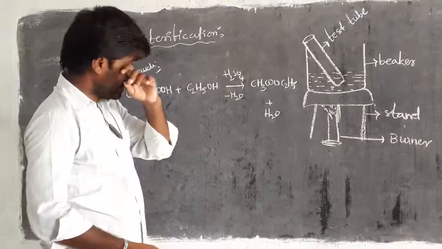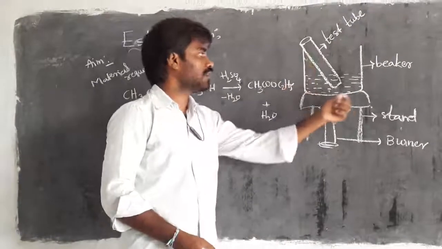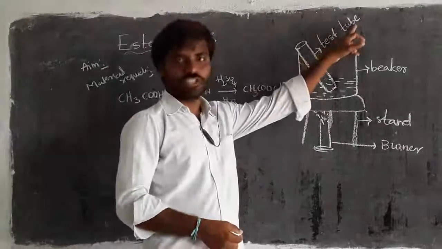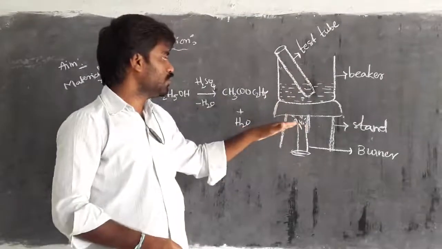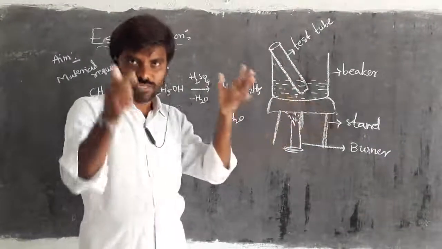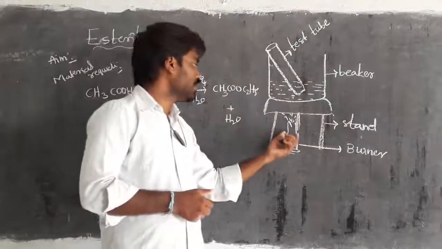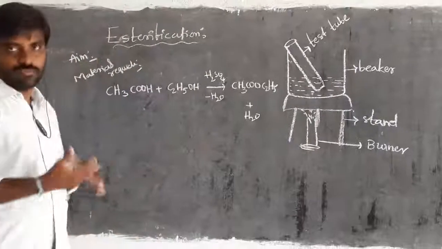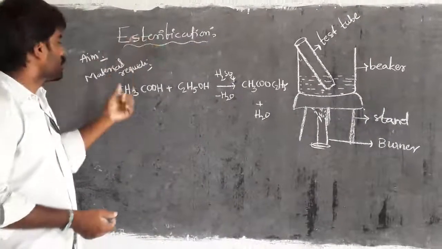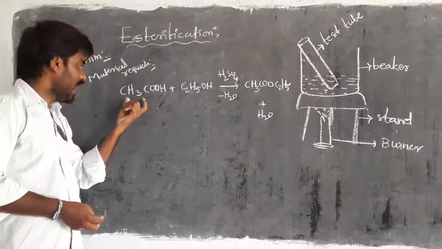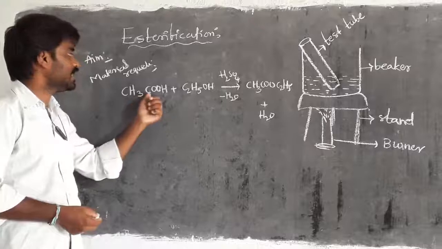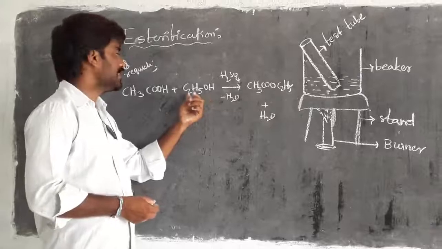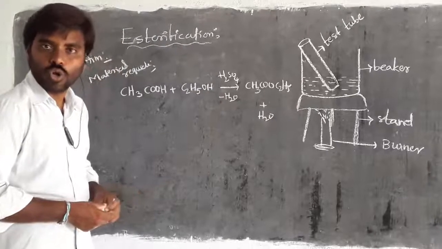Materials required. So what materials are required here? First we have to take a beaker. In the beaker we fill water, and we take one more test tube, which is placed on a stand for stability, and we should get one more help, a burner. These are the minimum required. Then, the chemicals to prepare the esters: here I have taken one acid, ethanoic acid, CH3COOH. Then I have taken one alcohol, C2H5OH, which we call ethanol.